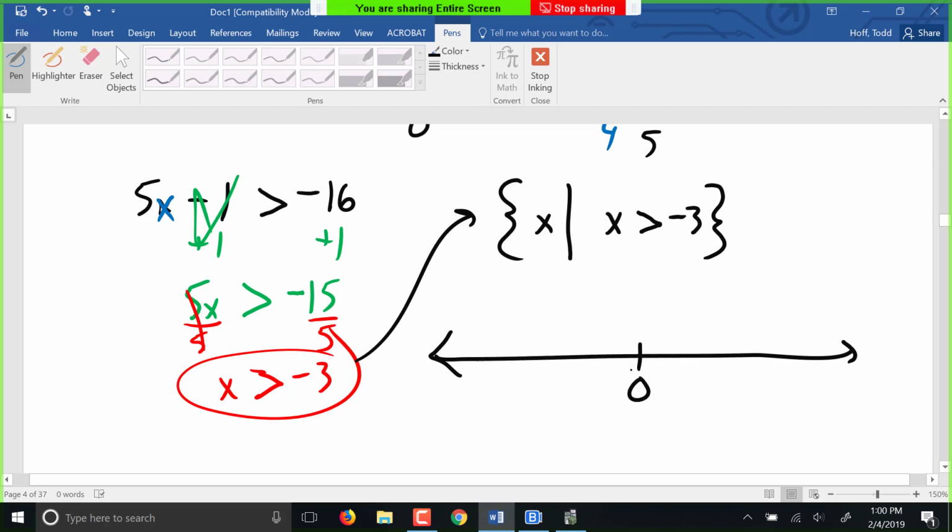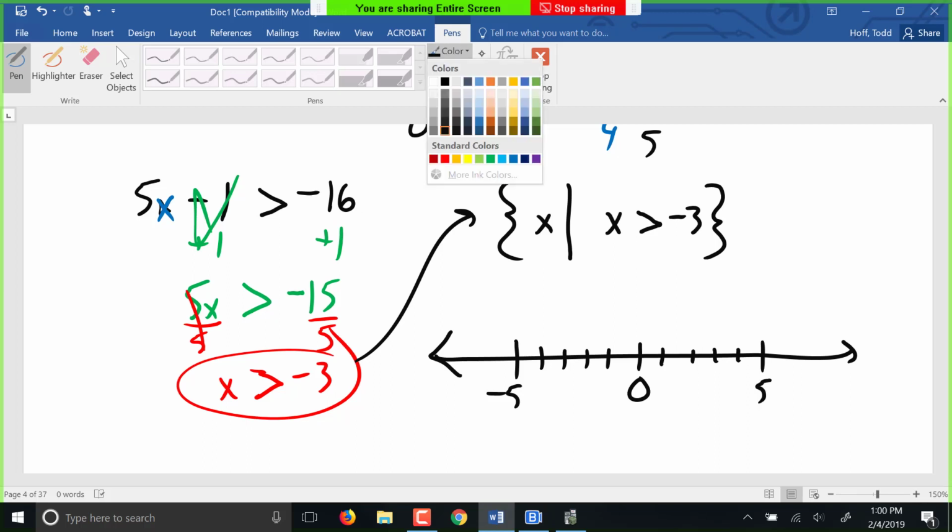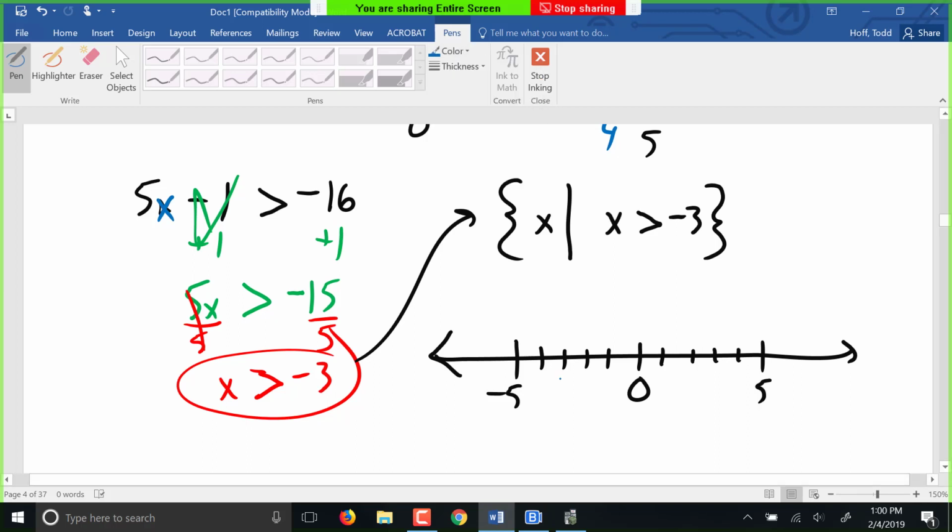If I'm putting it on a number line, where does my dot go? -3. Open dot or closed dot? Open dot. Hollow dot, if you will. Points to the left or to the right? The right. This here corresponds to that arrow on the number line. It goes towards that arrow.